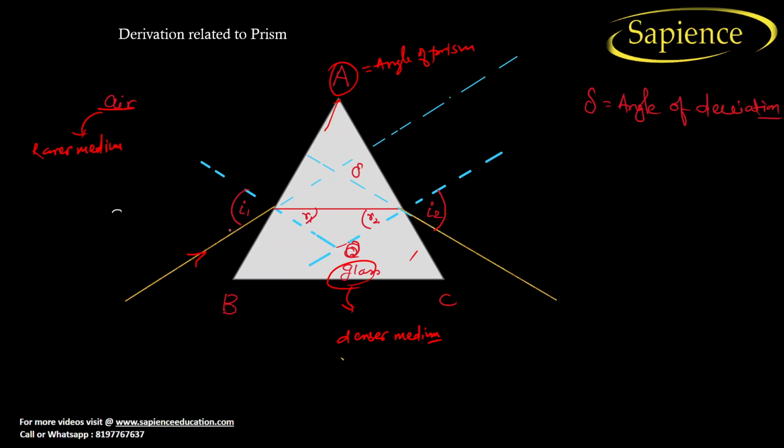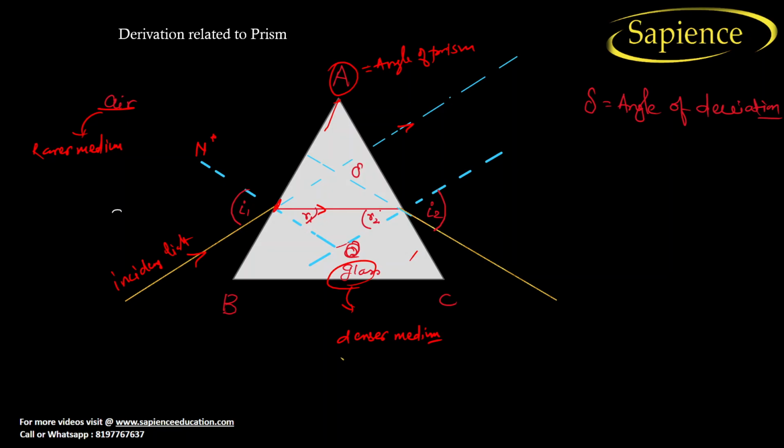So what will happen when light rays, this is your incident light, are incident on the surface AB? It makes an angle of incidence I1 from the normal. Let us consider this is the normal N1. Light should move in this direction, but it bends toward the normal when it passes from a rarer to a denser medium. When it bends toward the normal, it makes an angle R1 after refraction.